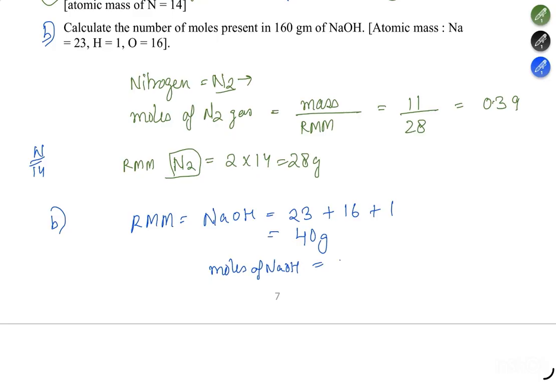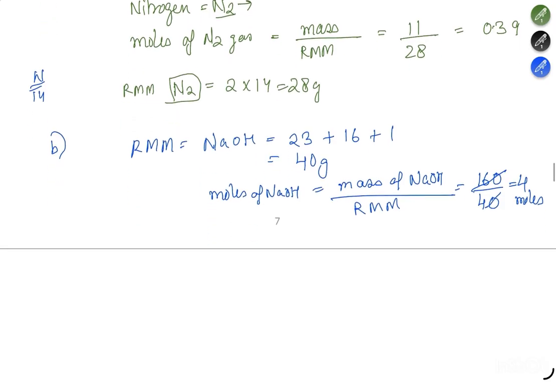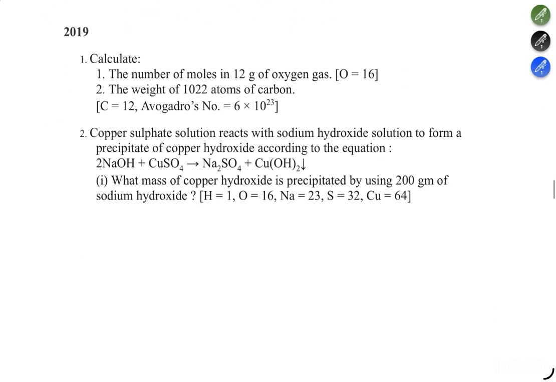will be equal to the mass of NaOH divided by the RMM of NaOH, which is 160 by 40. You cancel, you will get the answer 4 moles. So the answer here is 4 moles of NaOH present in 160 gram of NaOH. Let's move to the next question.